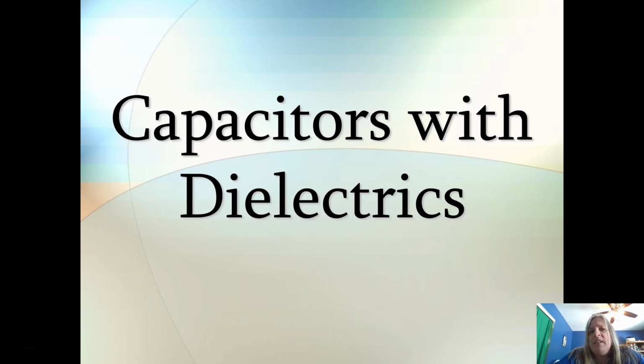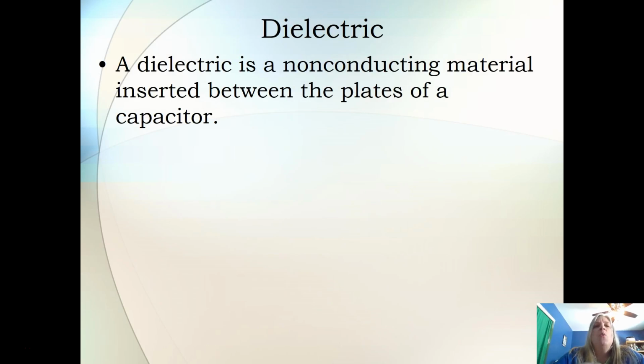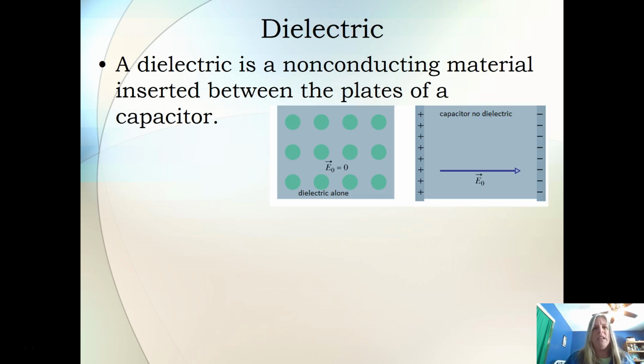Hey AP Advanced kids, in our last video on capacitors, we're going to talk about dielectrics. So what the heck is a dielectric? Well, a dielectric is just an insulator that we put between the plates of a capacitor. So far we've talked about air in between the plates of a capacitor, but that's not really realistic from a structure standpoint. So usually in between the plates are some sort of insulator.